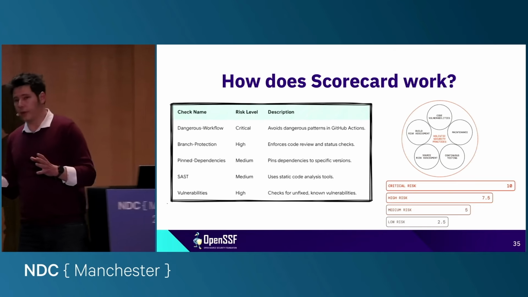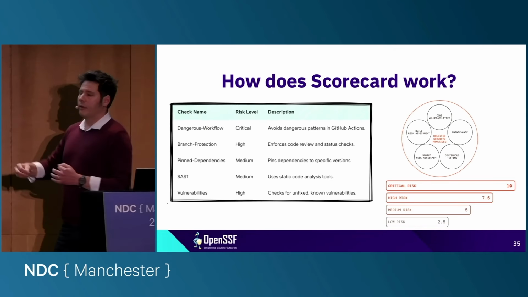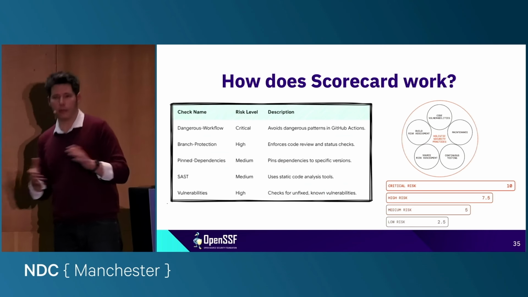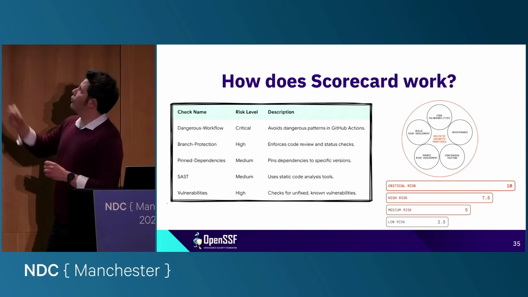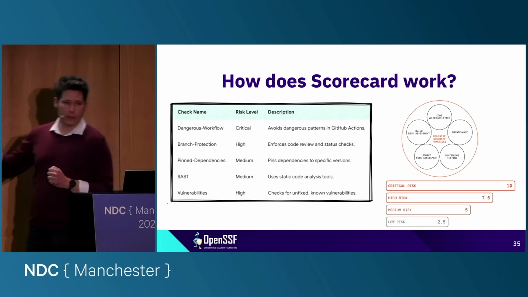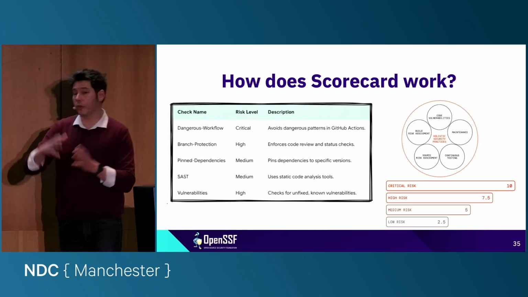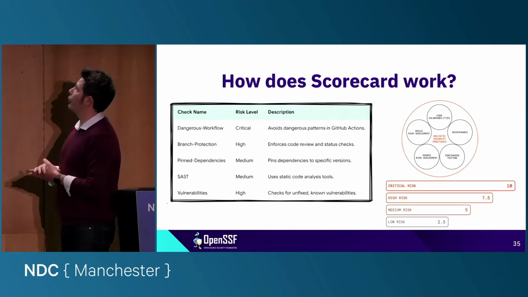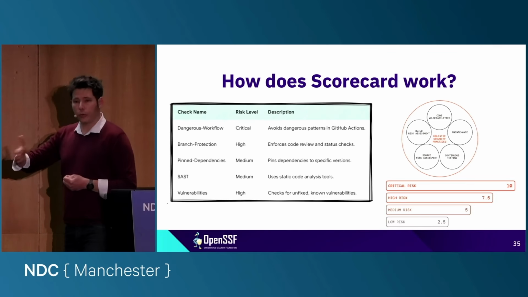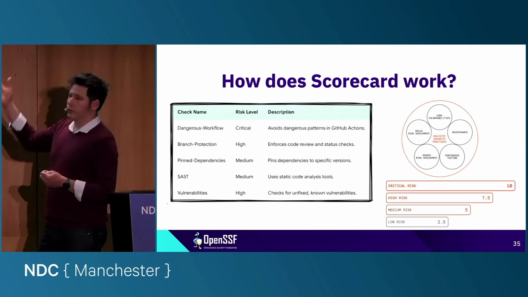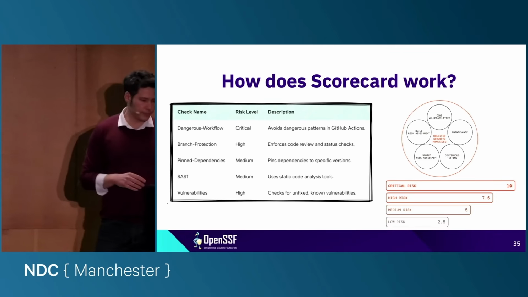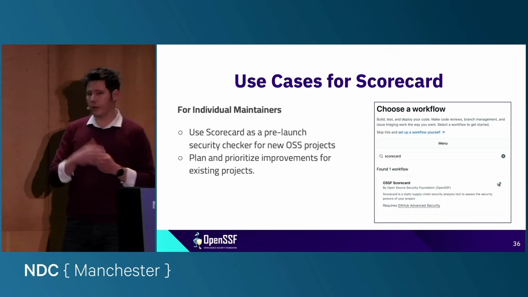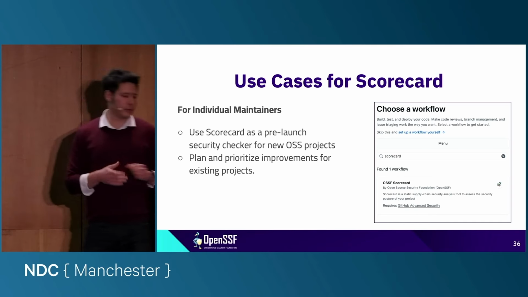The way that it works, it runs several checks across different security threats in a supply chain. Each one of those checks has its own risk level. Risk level determines the weight of the score in the overall sum of the scores. In the end, you get a result of 0 to 10 for each one of those and for the entire repository. Use cases. As a maintainer, you can assess the security posture of your own project.